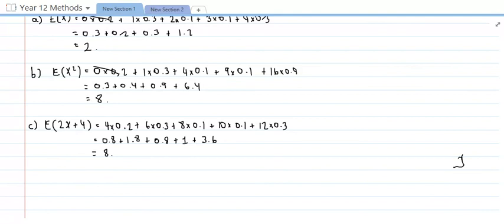Anyway, that's really all there is to it. That's the expected value. In the next video, we'll have a look at the variance and then potentially the standard deviation after that. We'll see you then.